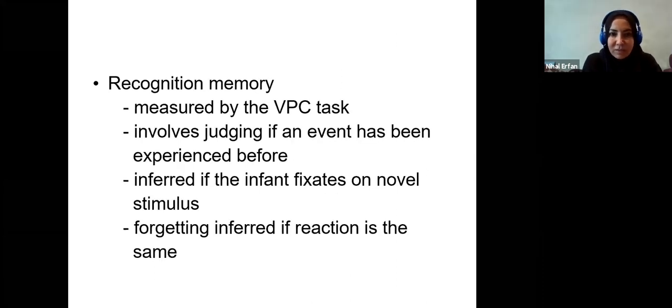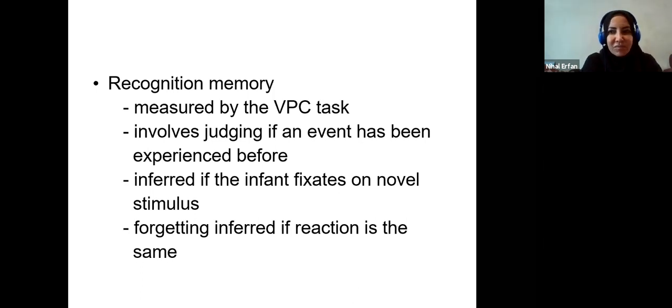Now, recognition memory is measured by the visual paired comparison task, so I'm going to explain that. It involves judging if an event has happened or has been experienced before. It's inferred if the infant fixes on a novel stimulus. So you acquaint the infant with an object, like a ball or a cube. You show them that one stimulus, and it's around them, right?